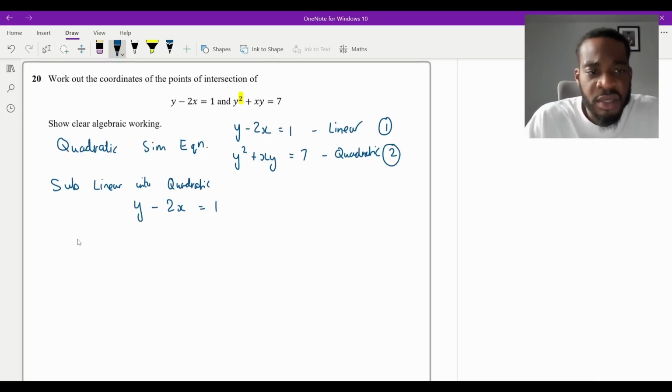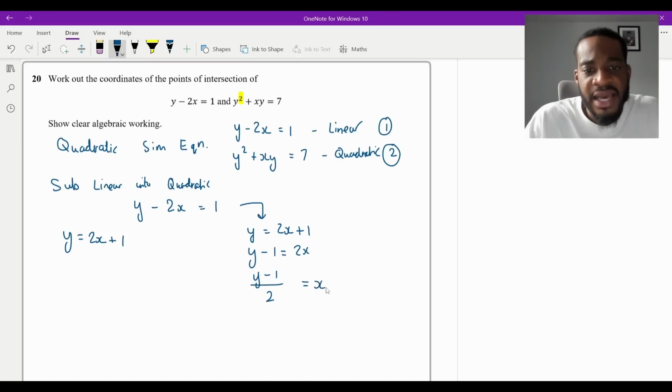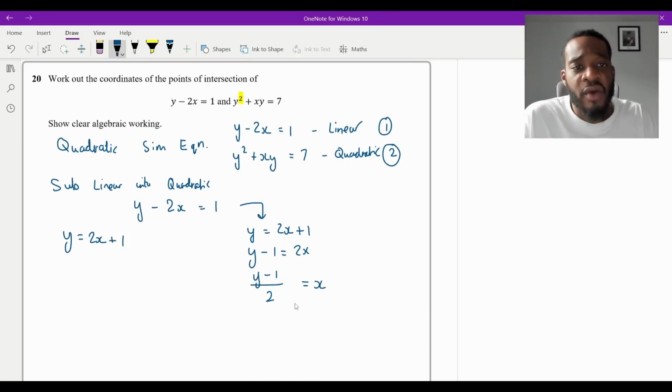So if I was to make y the subject, it would be y is equal to, I'll move that minus 2x over. It's going to be 2x plus 1, right? Or if I was to make x the subject from there, I would first add the 2x. So it would be this one so far. And then I would take 1 away. So y minus 1 is going to equal 2x. And then I would divide by 2. And now x is the subject, right?